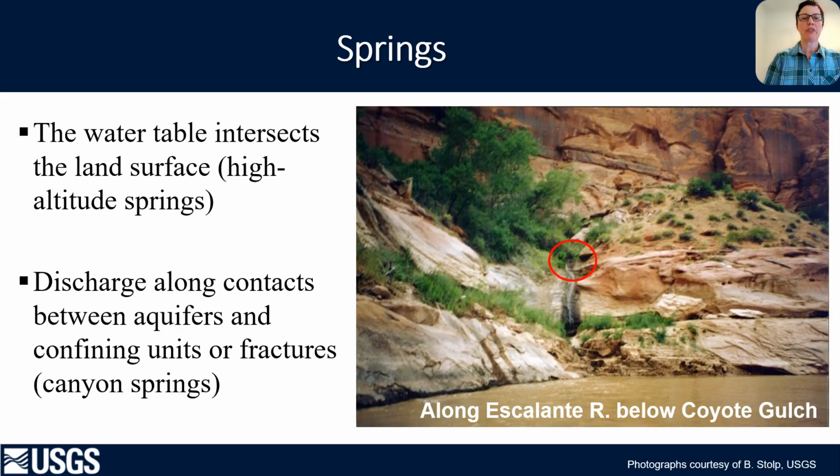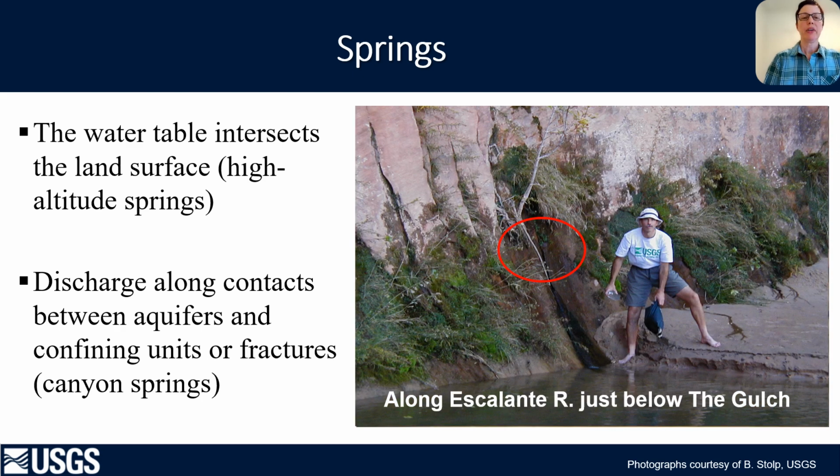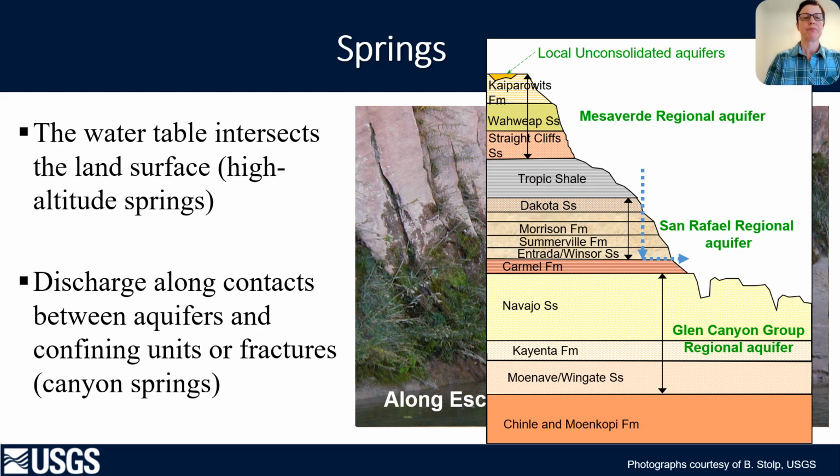The second way springs occur is where they discharge along contacts between aquifers and confining units or through fractures. These springs generally discharge along the canyon walls. Here's a photo along the river below Coyote Gulch where you can see the spring emanating from high on the canyon wall. Likewise, here is another such spring along the river just below the gulch.